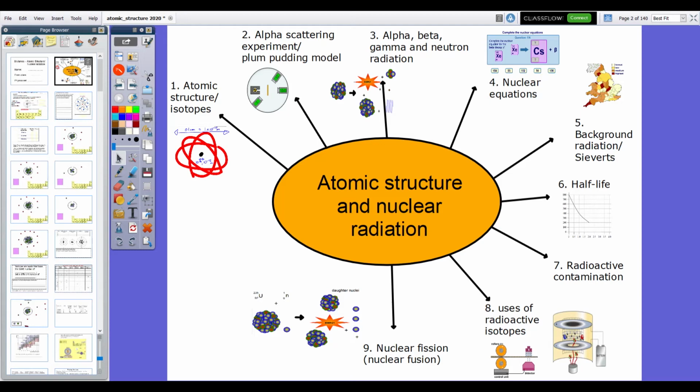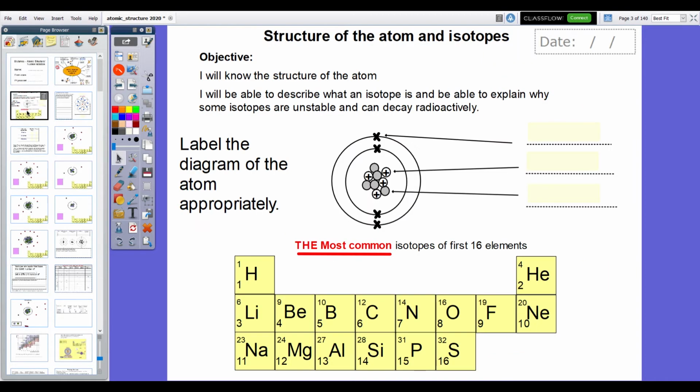First lesson in atomic structure and nuclear radiation. So we're going to do this today about atomic structure and isotopes, and really just go through and investigate the properties and nature of the atom and the nucleus. So let's start off today with atomic structure and isotopes.